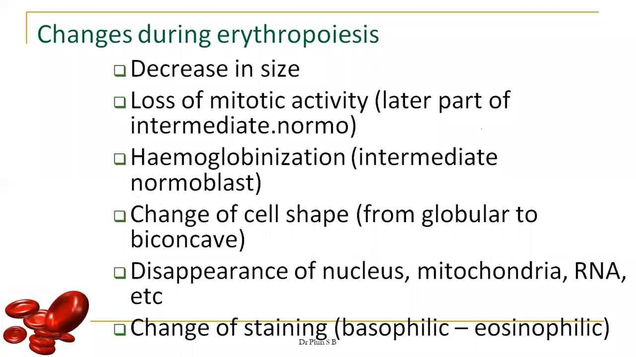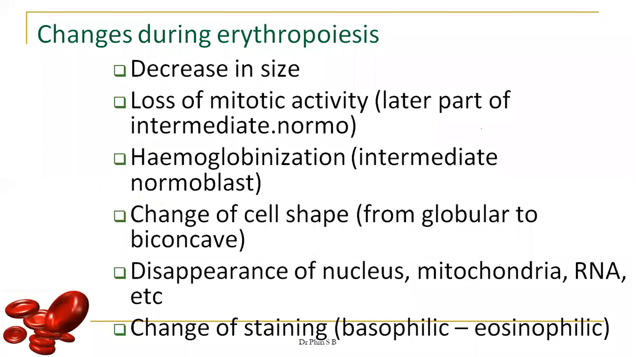And then there's also change in cell shape. So the shape of the cell will start changing from globular to more biconcave. So it will change from globular, which is round or more like a globule, then to become more of biconcave as a mature red blood cell.